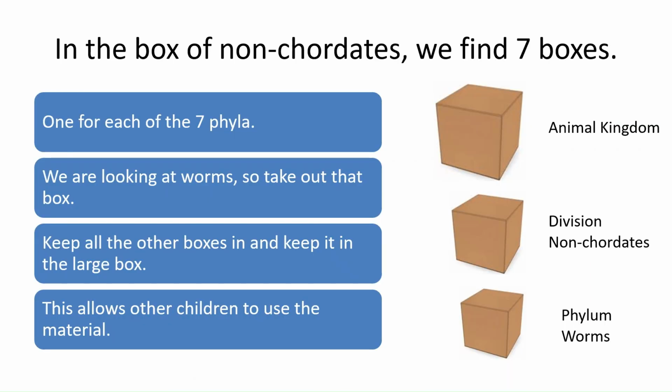In the box of non-chordates, we find 7 boxes, one for each of the 7 phyla. We are looking at worms, so take out that box. Keep all the other boxes in the large box. This allows other children to use the material. So this is how we would arrange it: Animal kingdom, then division non-chordata, then phylum, worms.